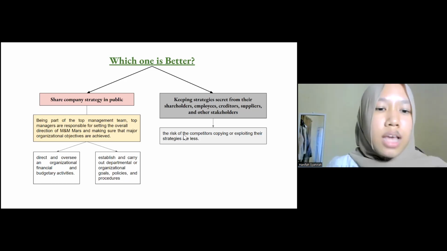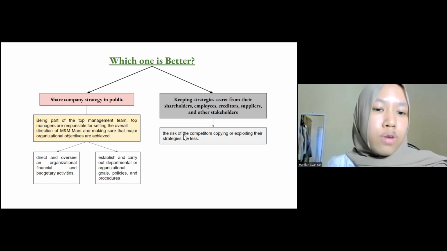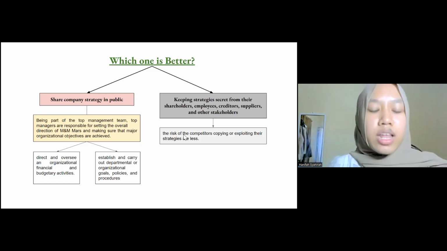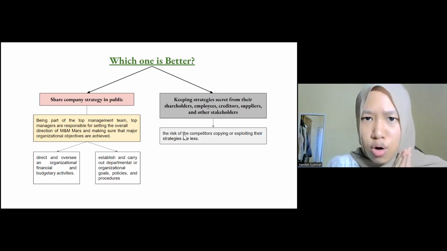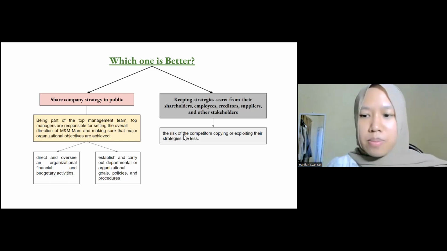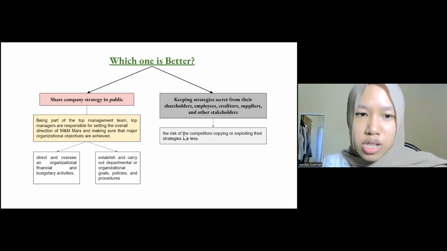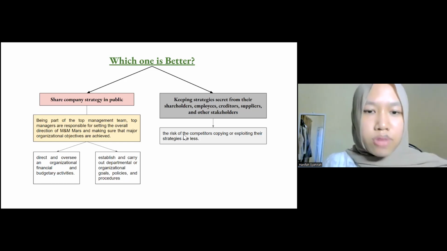We know that top managers are responsible for setting the overall direction for Mars itself. They can also make sure that major organizational objectives are achieved. This is an advantage. Sharing the company strategy in public is good because top management needs to know whether the strategy being implemented is achieved or not. And what kind of benefit can they get by sharing the company's strategy in public?